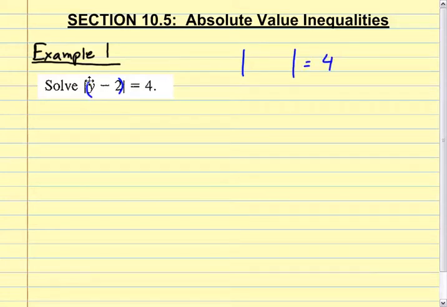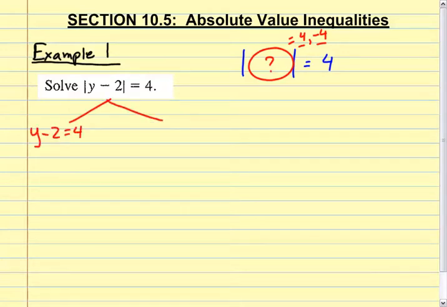That means that whatever is in here has to equal either 4 or negative 4, because those are the two numbers that are 4 units from 0, right? Whatever's in there has to equal this or this. So I take the stuff that's inside the absolute value and write two separate equations. I say that y minus 2 can equal 4, and I say that y minus 2 can equal negative 4.